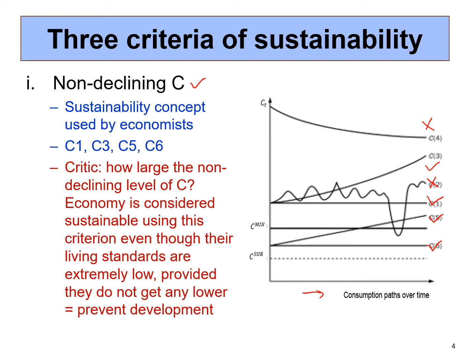Even though it is a low income country, or we can say a poor country, their consumption is gradually increasing even though the increment is small. Can we say that they are achieving sustainable development? So these are some of the arguments made by the critics on defining sustainability using the non-declining consumption criterion. Okay?